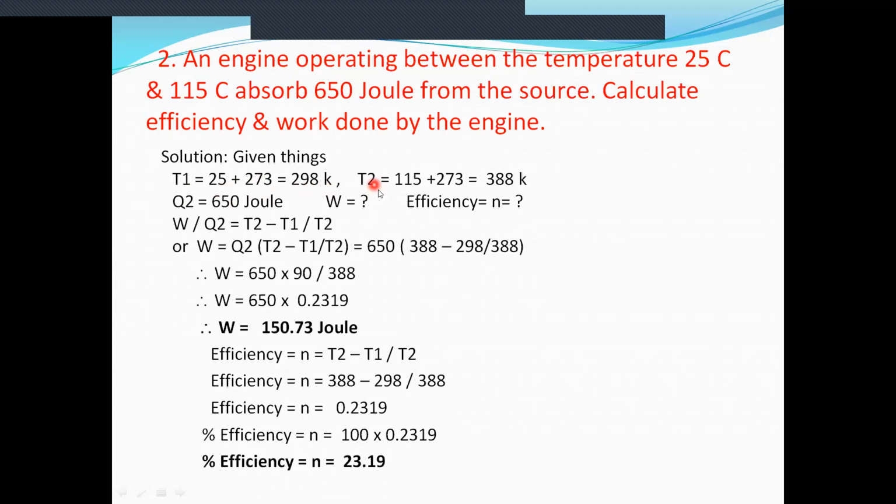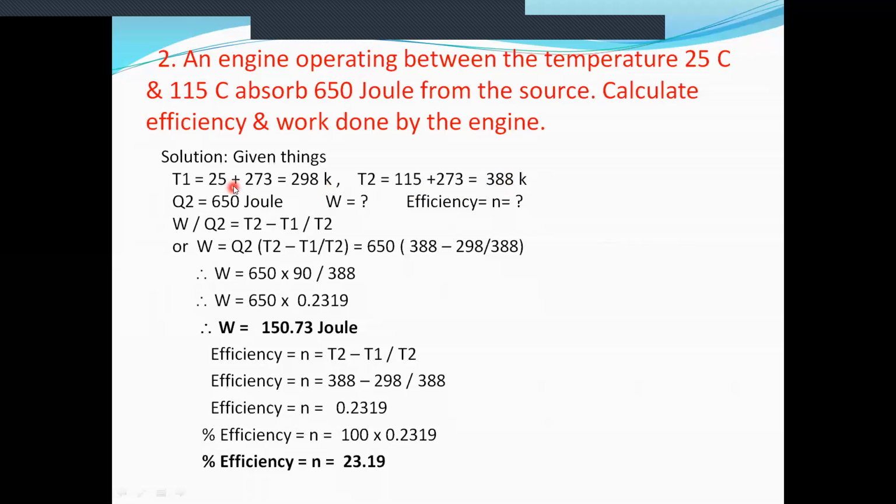OK, now similarly, T2 कितना दिया हुआ है? 115, but it is in degree centigrade. डिग्री सेंटीग्रेड में दिया हुआ है, लेकिन आपको कन्वर्ट करना होगा इसे डिग्री केल्विन में. So 115 plus 273, how many? 388. So that is, T2 is equal to 388.